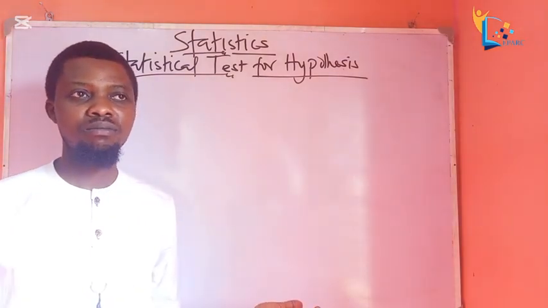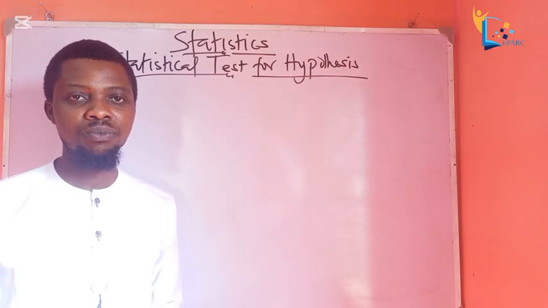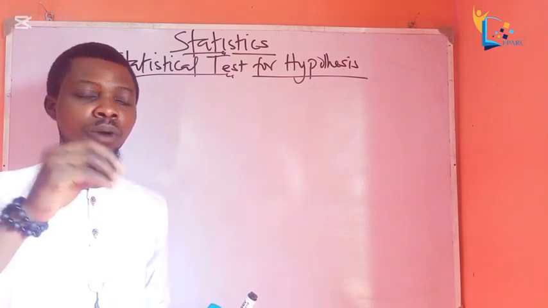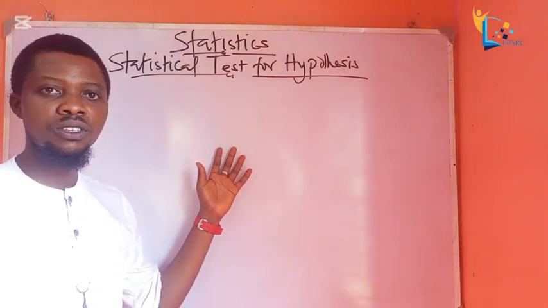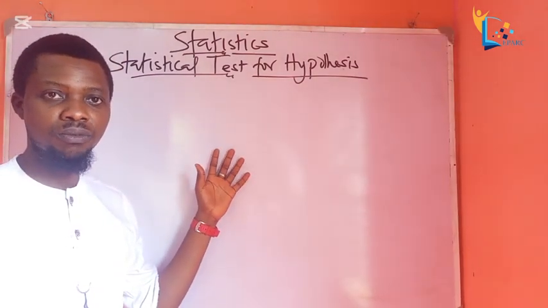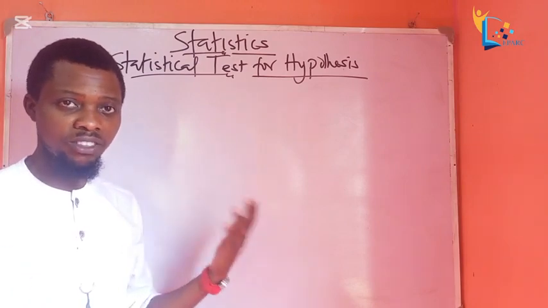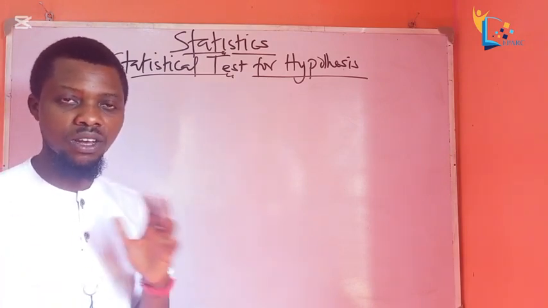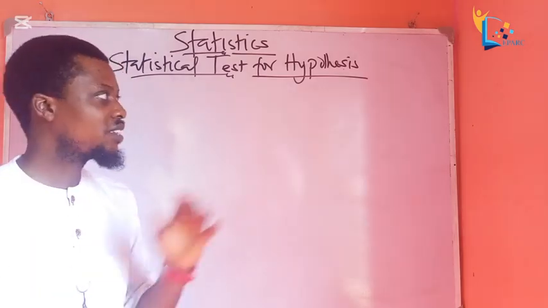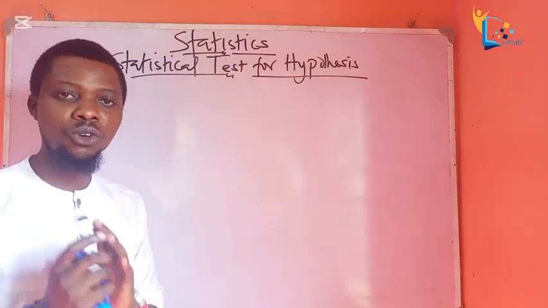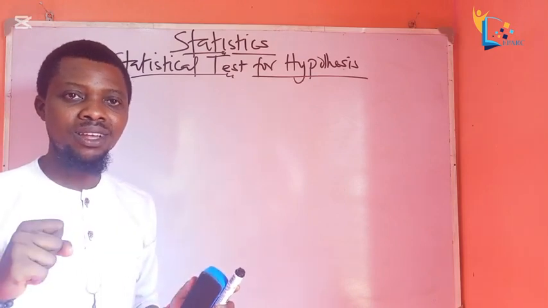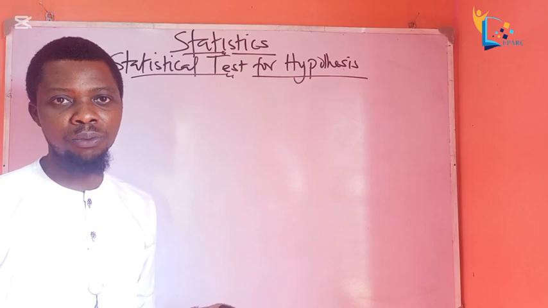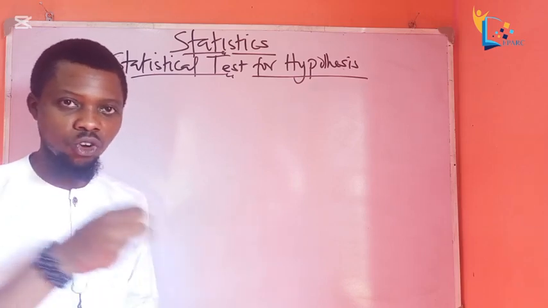Hypothesis is simply a statement, okay? A statement about the probability distribution of what? Of the population. Now, hypothesis testing helps us to draw conclusion about an unknown parameter of the population. Okay? It helps us to draw conclusion.